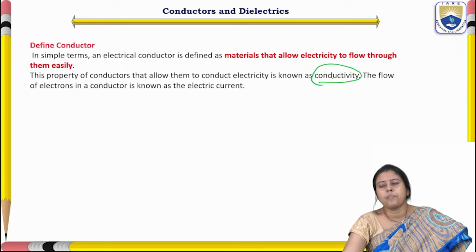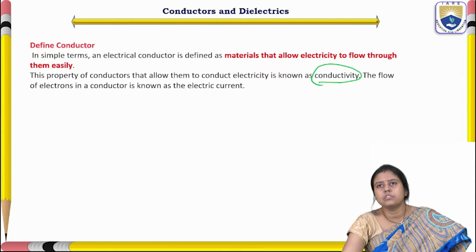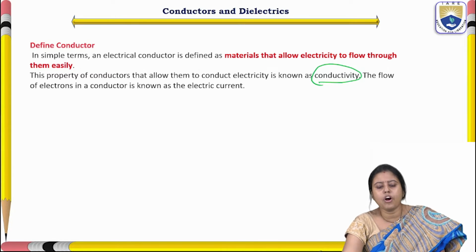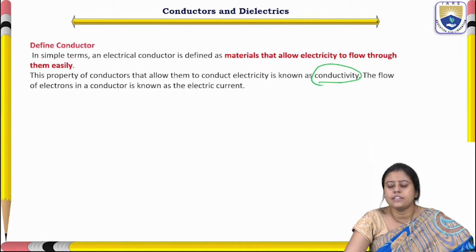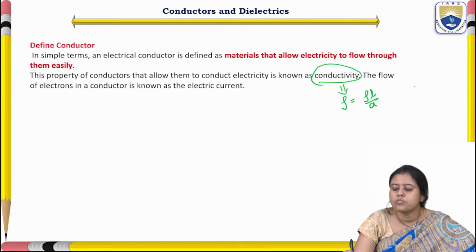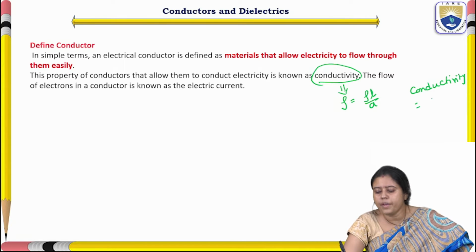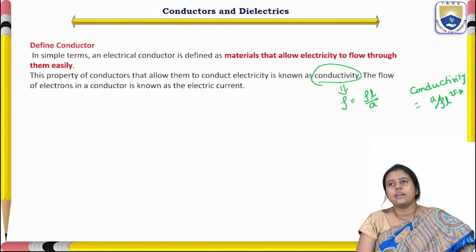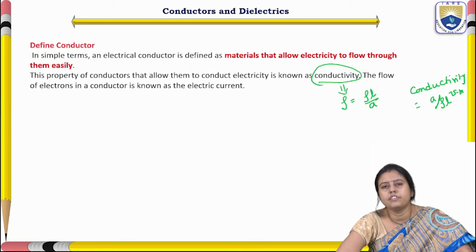The conductivity means the property of the conductor which allows the flow of electrons. So the conductivity is just the opposite of the resistivity. What is resistivity? Resistivity is rho L by A. So what will be the value of the conductivity? Conductivity will be A by rho L and its unit is mho per meter. So this is known as the conductivity, the property of the conductor that allows it to conduct electricity.